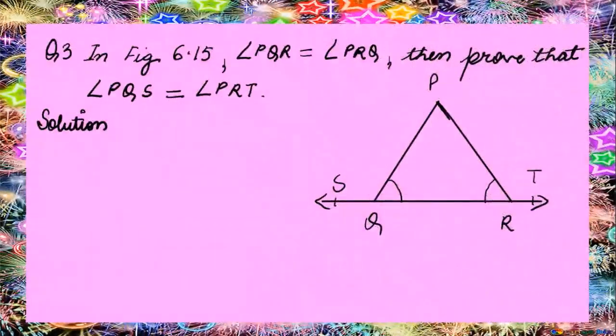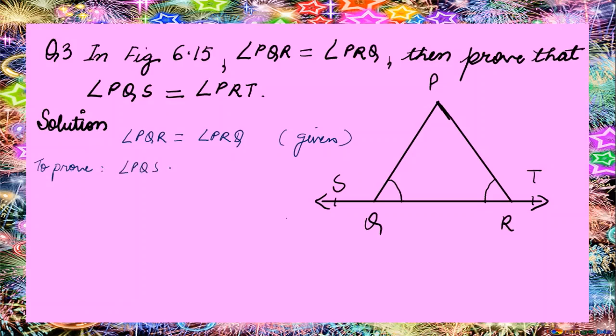Question number 3 is: in figure 6.15, angle PQR equals angle PRQ. Then prove that angle PQS equals angle PRT. Now what is given? Angle PQR equals angle PRQ. This is your given, and to prove is angle PQS equals angle PRT.